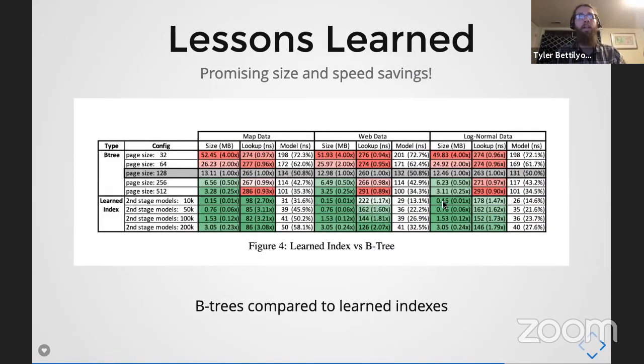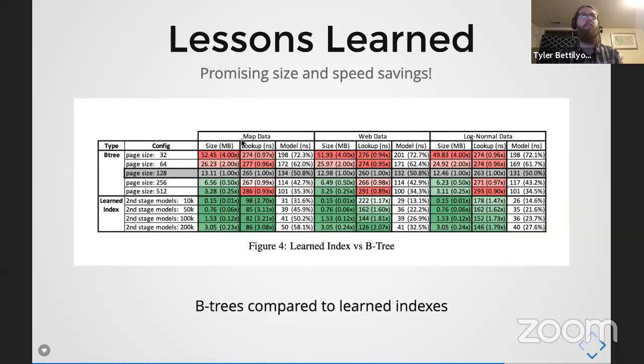So here are the first findings, comparing 3 data sets. Interesting data sets, and the differences between them are important. It compares a B tree of different page sizes to their learned indexes with different second stage model sizes. So again, they have 2 layers, the root node, which predicts anywhere between 10K and 200K second layer simple models.